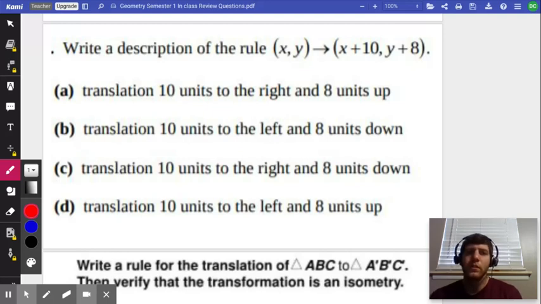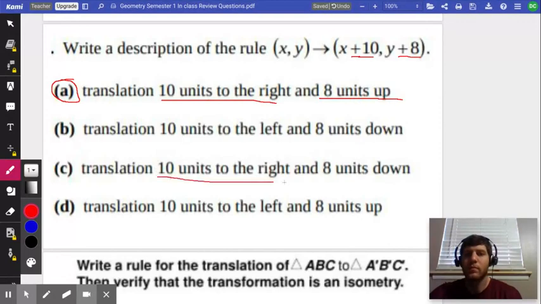Right, so write a description of the rule: the coordinate (x, y) is transformed, translated to, (x plus 10, y plus 8). So this means we're going to the right 10. This is our horizontal shift. So we're going to the right 10, and we're going up 8. So we're looking for 10 units to the right and 8 units up. So that's definitely going to be A.